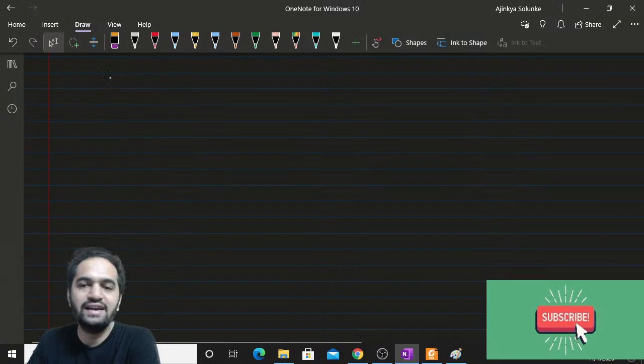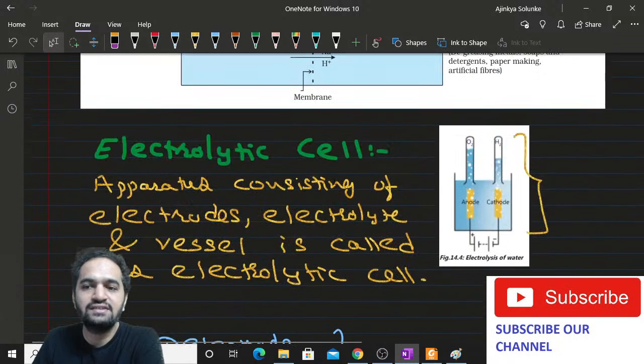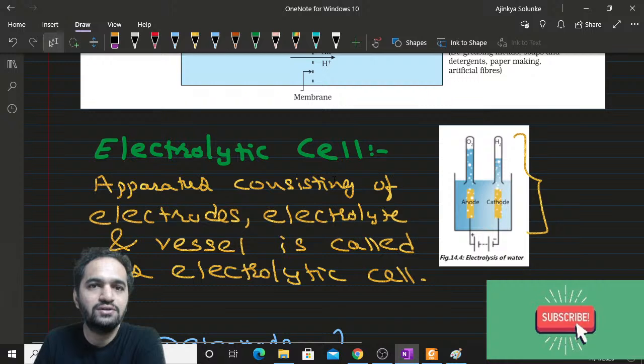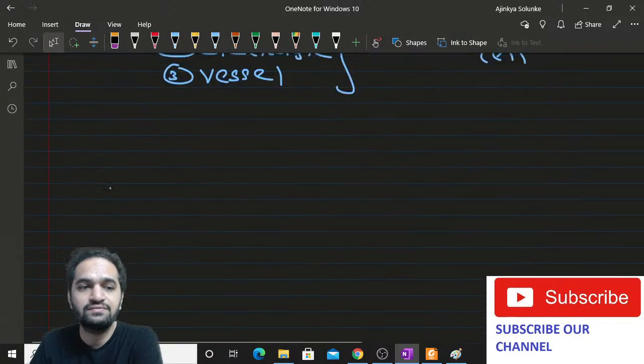So we will end our session for the day here, and in the next session we will see which gas is released at anode, which at cathode, and electroplating. So both concepts we'll see in the next session.